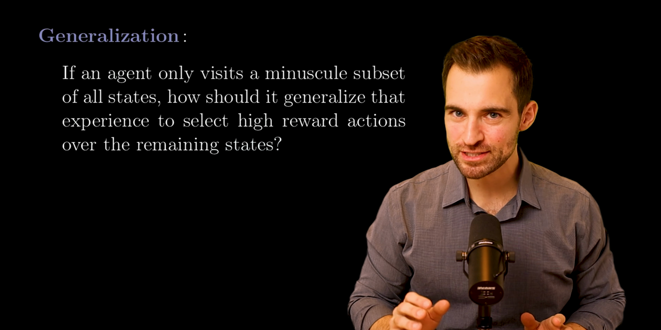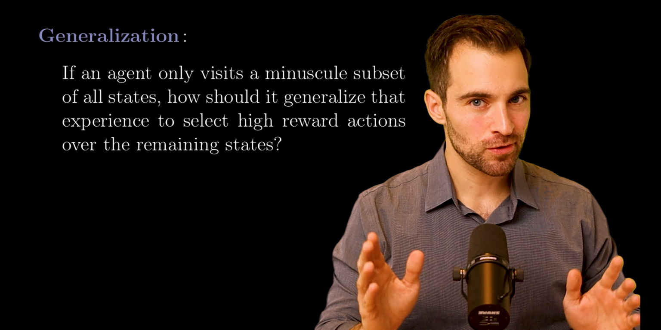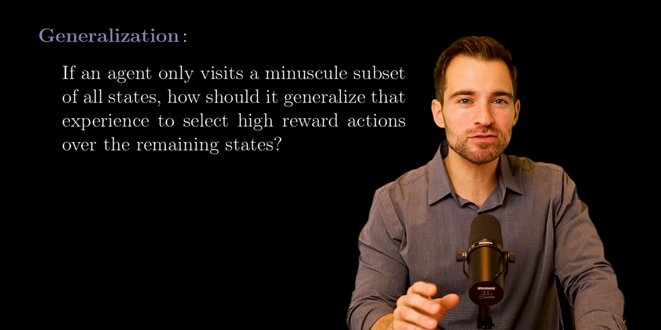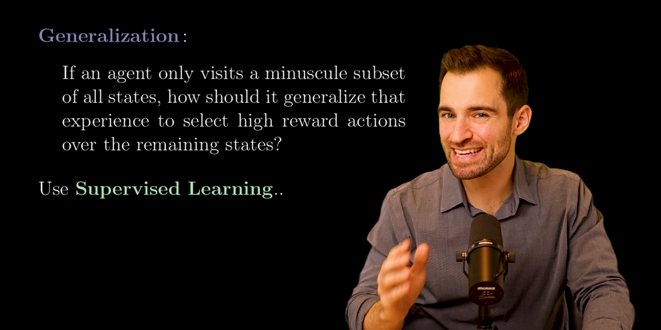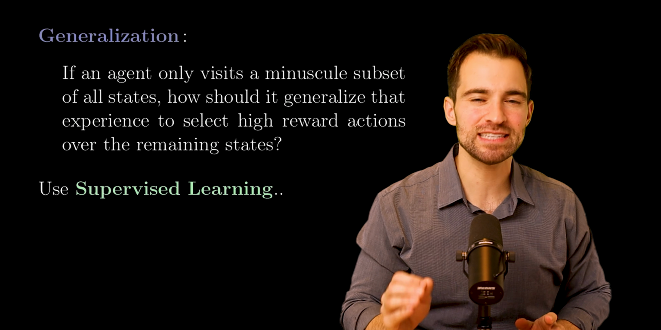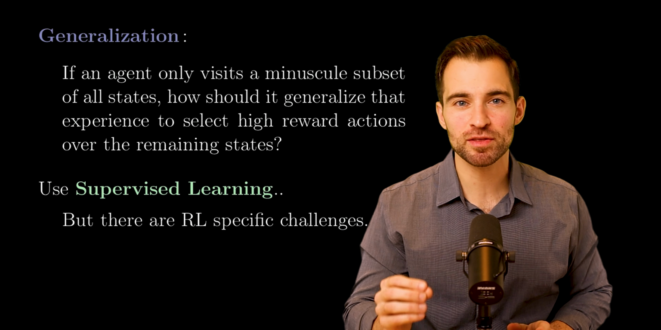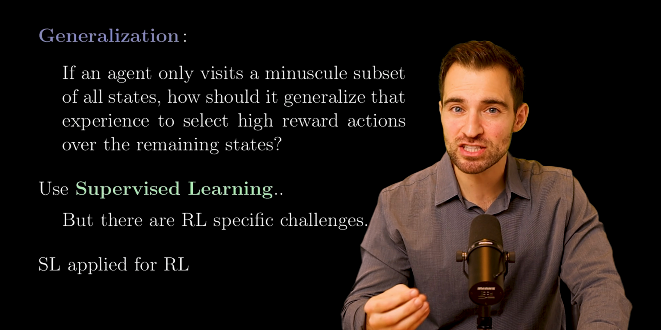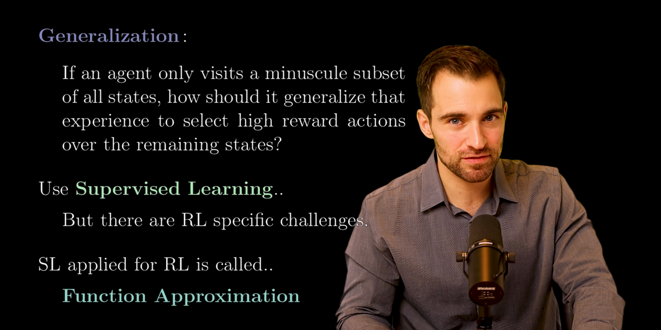And if you're an ML enthusiast, you know generalization is the holy grail of machine learning. So we have a lot of ML methods at our disposal. In fact, it'll seem we can use all of supervised learning, since our goal will reduce to approximating an entire function given only noisy samples from it. But there are RL-specific challenges that restrict the methods we can use. The restricted version of supervised learning applied to RL is called function approximation, and it's the focus of this video.